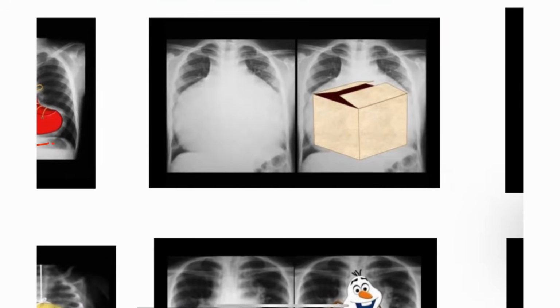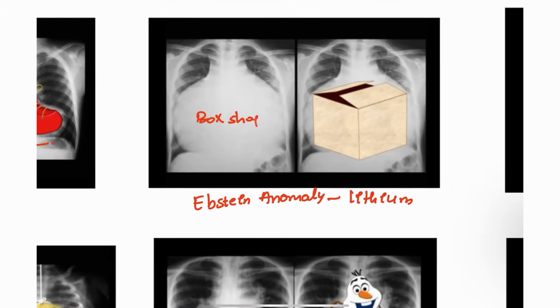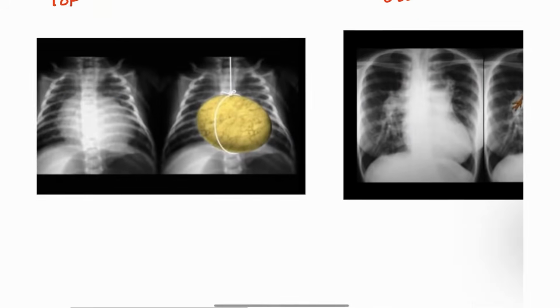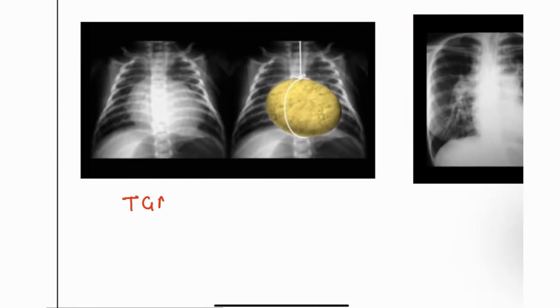Next, here, this is Ebstein's anomaly. So an important point about Ebstein's anomaly: this is associated with lithium, right? This is associated with lithium, and a box-shaped heart you are going to see in this condition, right? Next, here, first we will see this one. This is the transposition of the great arteries. So usually the infants of diabetic mothers are going to have this condition, transposition of great arteries.